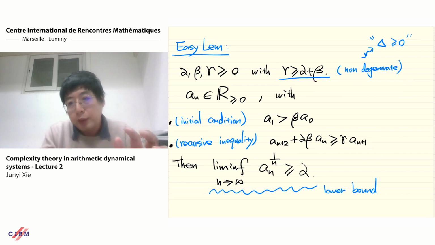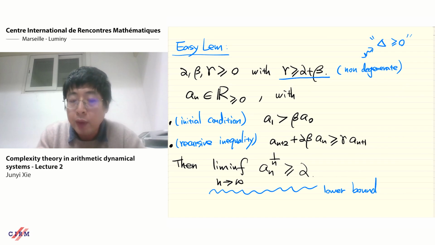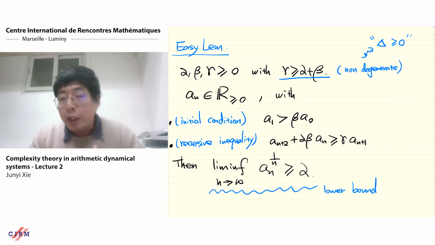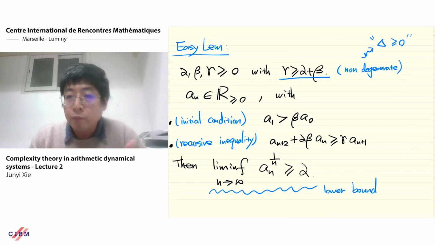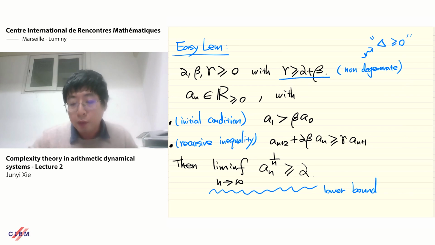Once you have these three inequalities, then you can get a lower bound of some limit. The limit looks very like the definition of the dynamical degree. It's the limit inf of A_n^{1/n}, and we show that the limit inf is larger than or equal to alpha. I think it's a very easy lemma, but it's very useful in our proofs.